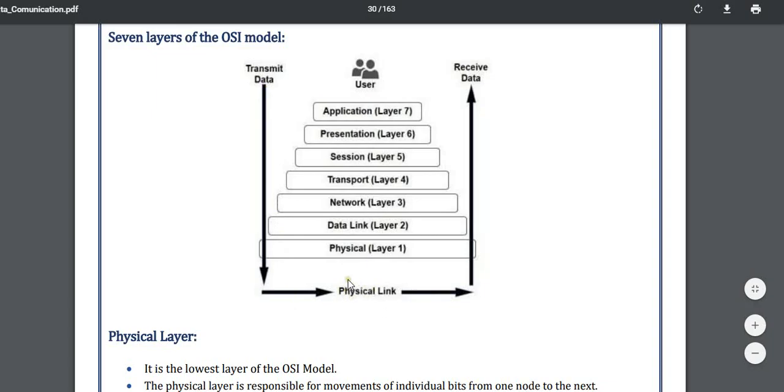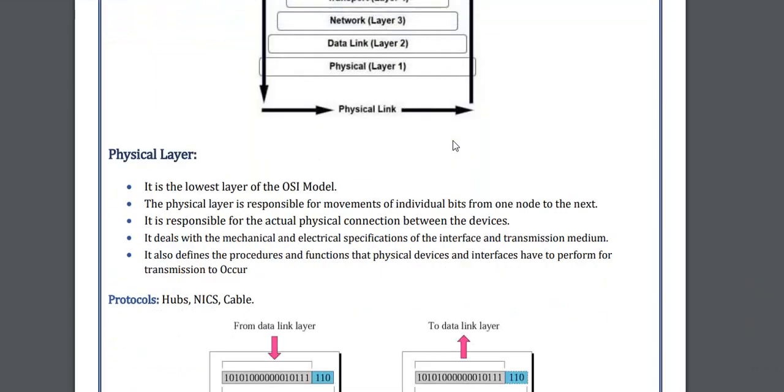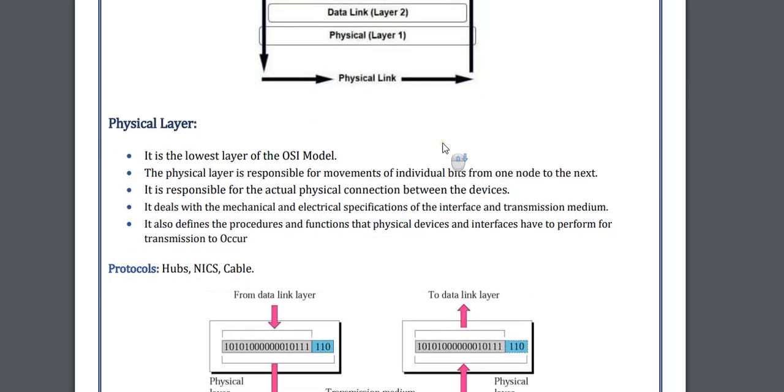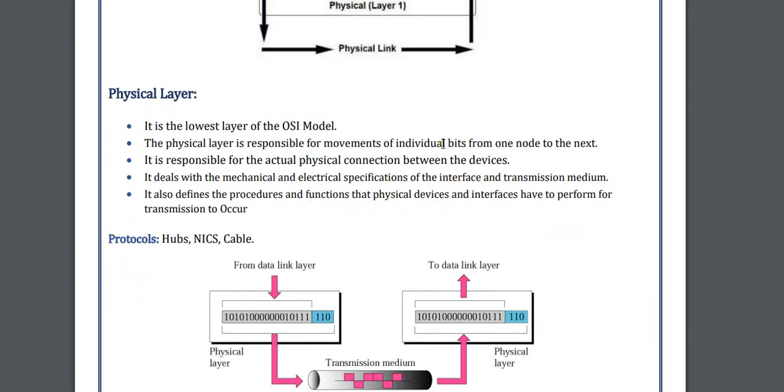It starts from the transmitting device's top layer and goes down to the physical layer. After the data is exchanged, the receiving device receives the data from the physical layer and it goes up to the application layer. Now, we will discuss the physical layer in the next slides.